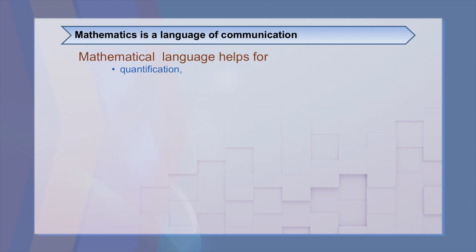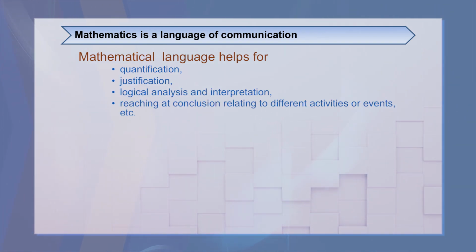Secondly, mathematics is a language of communication. It is a language of every individual. All of us know and use more or less mathematics. Without knowledge of mathematical language, one's existence in this world will be hardly possible. This language helps for quantification, justification, logical analysis and interpretation, reaching at conclusion, relating to different activities or events, etc. This is a universally accepted language. This language mostly promotes straightforward, logical and concise communication. As a distinct paradigm of communication, it has its impact on every domain of life of individual and society.